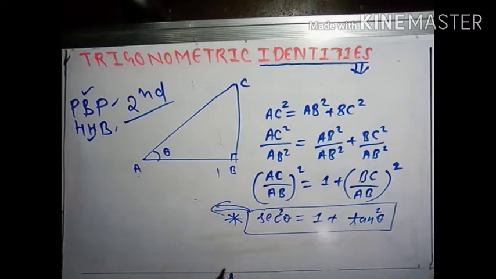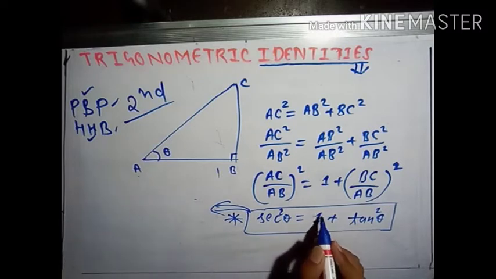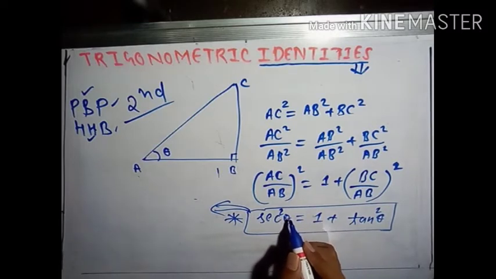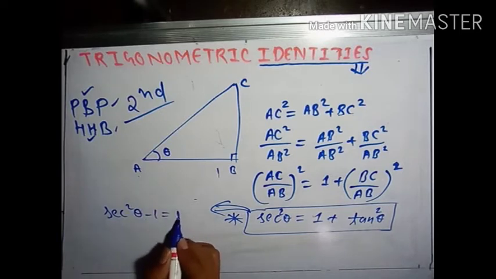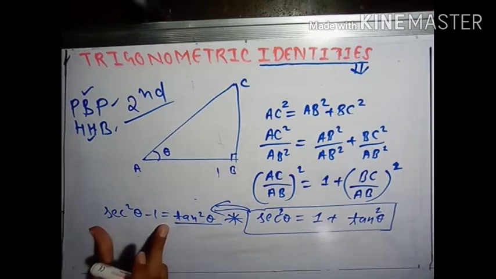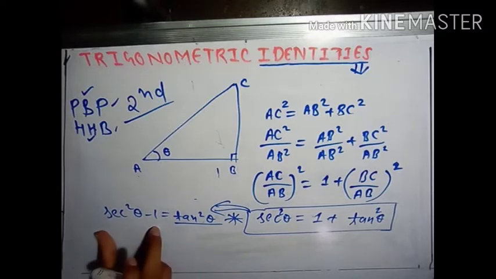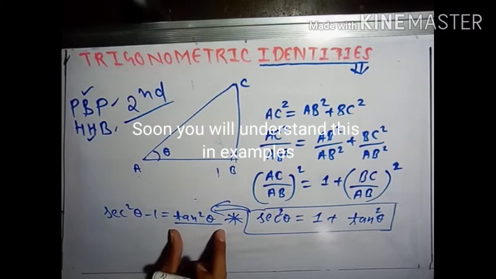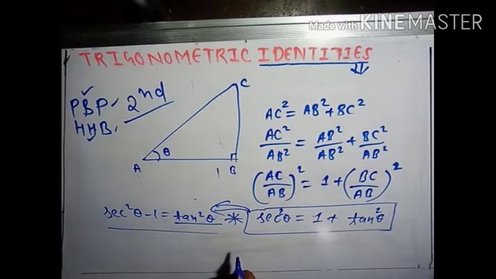But let me make it clear that you can use this identity in various forms. The first form I am writing here: just bring 1 to the other side with sec square theta, so it becomes sec square theta minus 1 is equal to tan square theta. Now this time tan square theta is standing alone and sec square theta minus 1 is standing alone. So sometimes you need to put that value of tan square theta in this form. So from here you can put it simply. Understand?